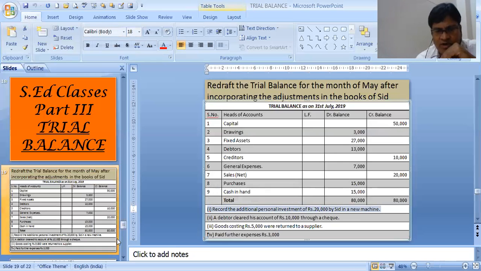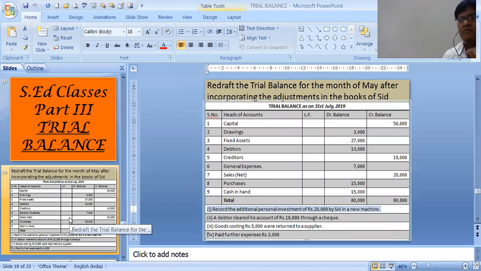New machine means it's a fixed asset. So let's see what the treatment of this one will be. Let's start with a journal entry to understand this treatment. Can you see my whiteboard properly? So we will be doing the journal entry over here. Journal for the first adjustment: additional investment of rupees 20,000 by SID, a new machine.